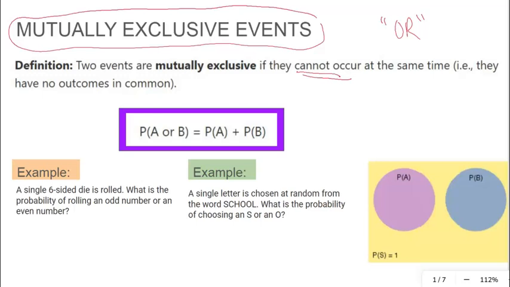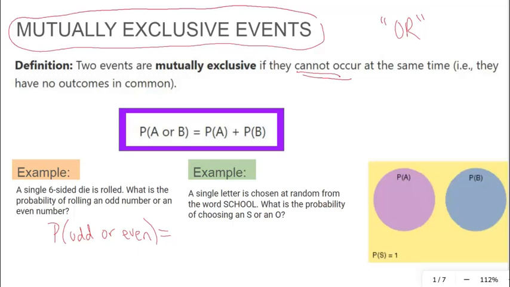So example 1, we are rolling a 6-sided die and we only roll it one time. That's the key. It says, what is the probability of rolling an odd number or an even number? So see, if we had the notation, it would say odd or even. So you ask yourself, can we have an odd and an even number at the same time if we roll a dice one time? And the answer is no. Okay?